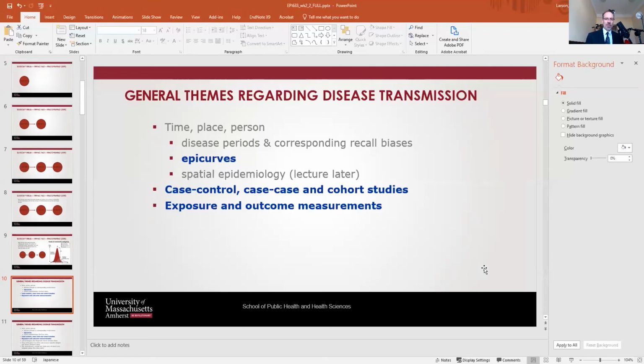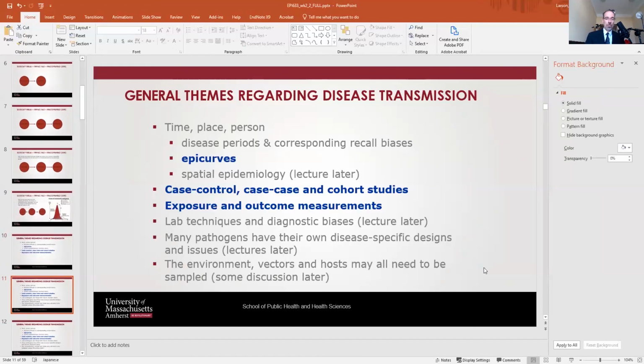And talk about case control studies, case studies, cohort studies, all these different kinds of studies and how this has something to do with the epidemic curve and exposure and outcome measurements. And then later in the course, we're going to talk about lab techniques, diagnostic biases. Many pathogens have their own disease-specific designs and issues. They're all different, really. And the environment, vectors, and hosts may all need to be sampled and explored in their own ways to make this all more complicated for us. But we're going to talk about that later.